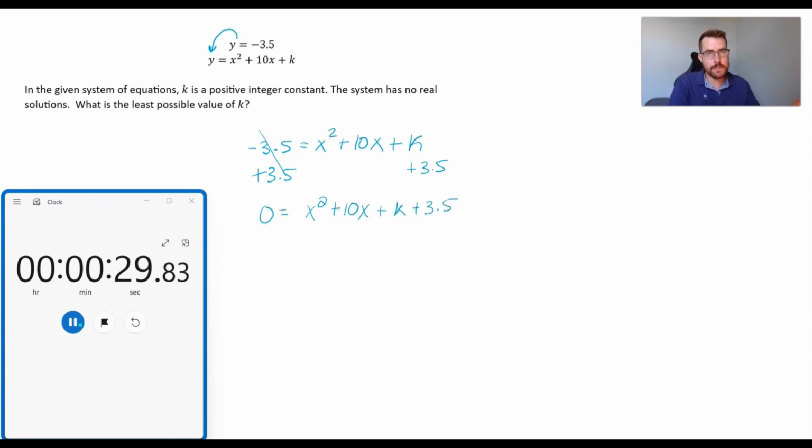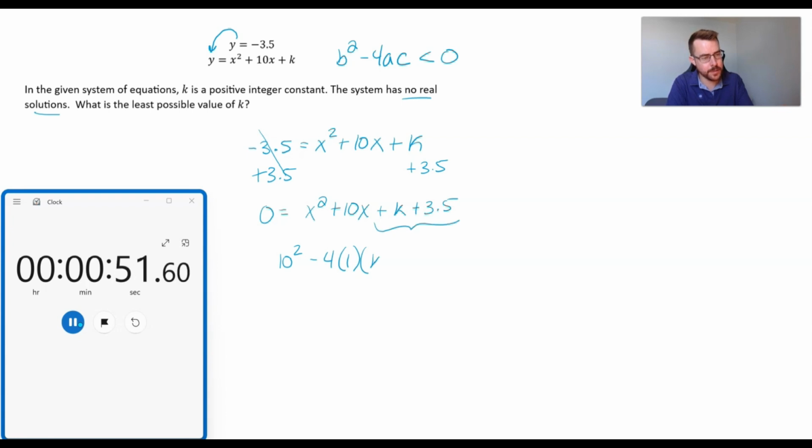Now you have to also remember a formula if you're going to do it this way, which is the discriminant formula, which is b squared minus 4ac, and we want to know when that is less than 0 for no real solutions. So b squared would be 10 squared minus 4 times 1 times the whole c term, which is actually this whole thing, k plus 3.5, and I want to know when that is less than 0. So 10 squared is 100, and then 4 times 1 is just 4 times k plus 3.5, and then that's less than 0.